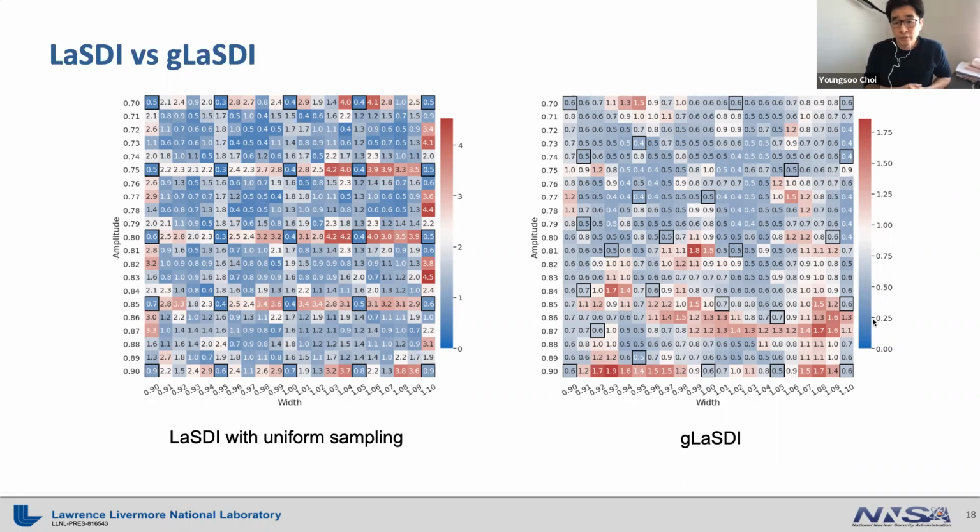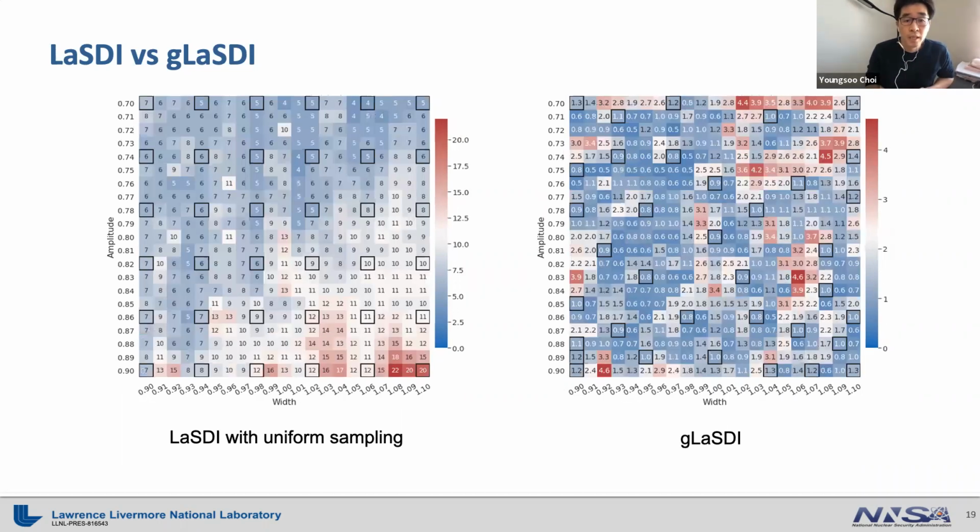Obviously, the greedy LaSDI shows much better performance than the uniform sampling LaSDI, even though they use the same amount of data, right? Here, the LaSDI with uniform sampling and the greedy LaSDI are applied to 2D Burgers problems. Both of them take 36 training points.